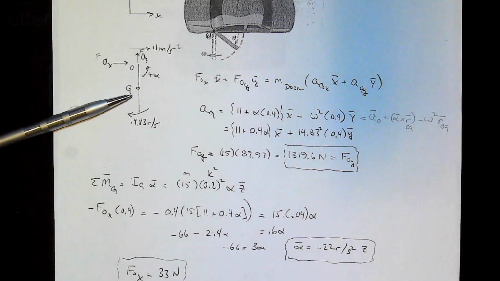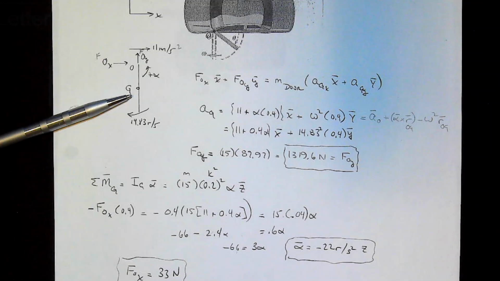So if you take alpha cross r, now we were taking alpha to be going counterclockwise, it's quite apparent that alpha cross r would be going in the positive x direction. All right, so that's why it says 11 plus alpha times 0.4. We're going to find that alpha is negative, and that simply means it goes the other way, but that's fine. Then we have minus omega squared r, but r is negative, so that gives us plus omega squared, which we know, times 0.4. So there's that.